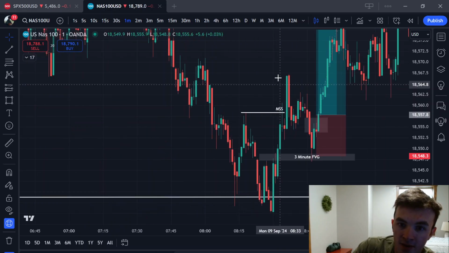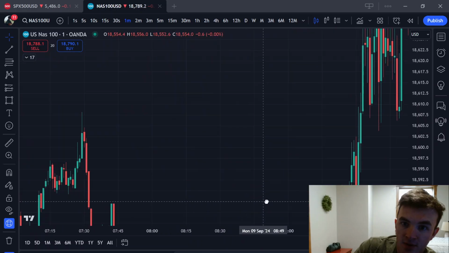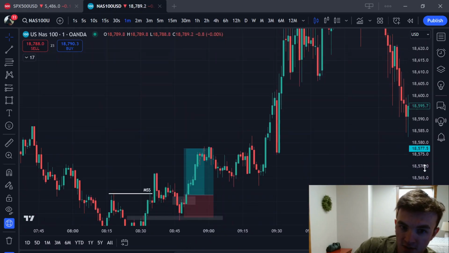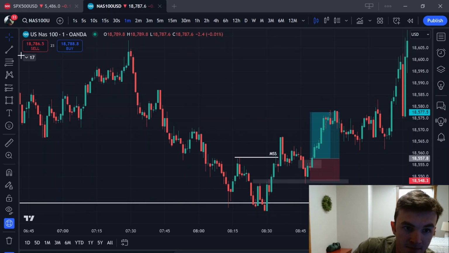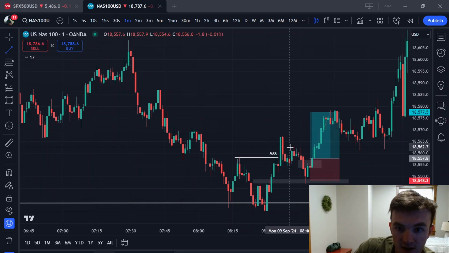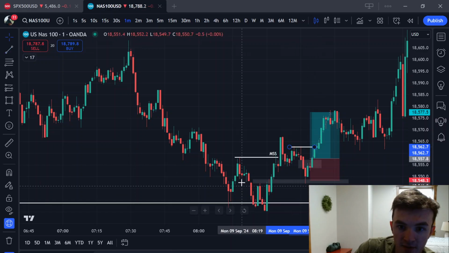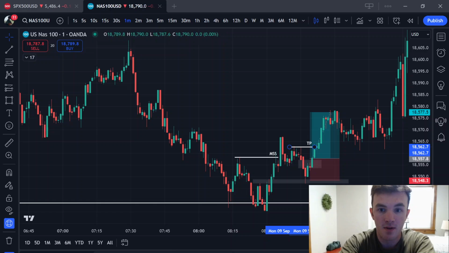But clear buy model coming out of a 1 hour order block, fit in with my daily profile, which is New York continuation. So I was expecting a distribution leg higher. Your first take profit would be these internal highs, and you'd move your stop loss to break even.